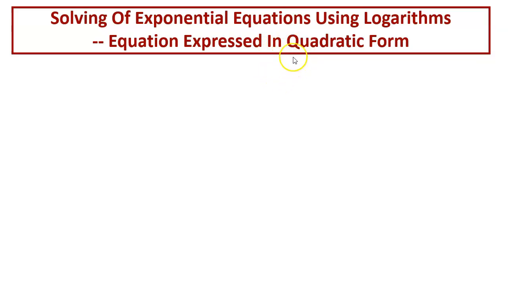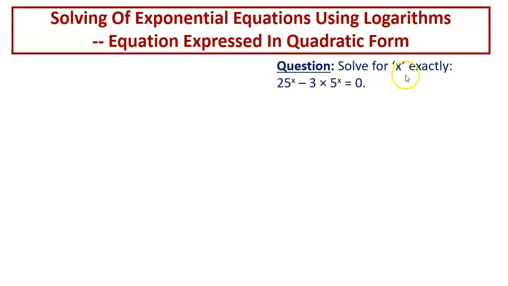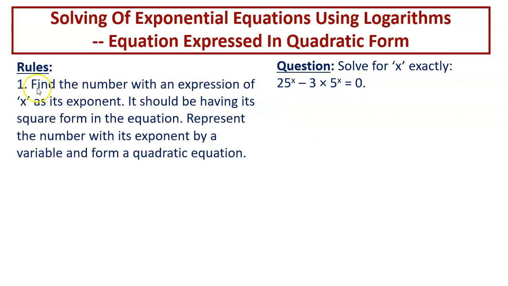First of all, let us look at the given question. Solve for x exactly. 25 raised to the power of x minus 3 times 5 raised to the power of x is equal to 0. Now let us move on to the rules part. Rule number 1 says find the number with an expression for x as its exponent.